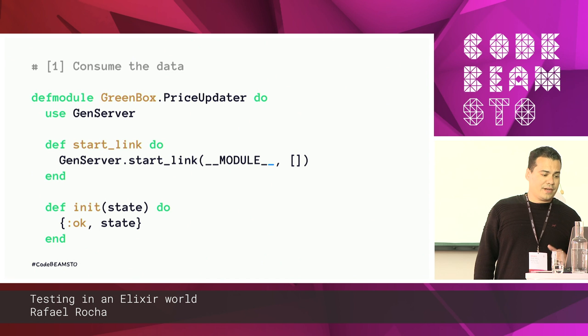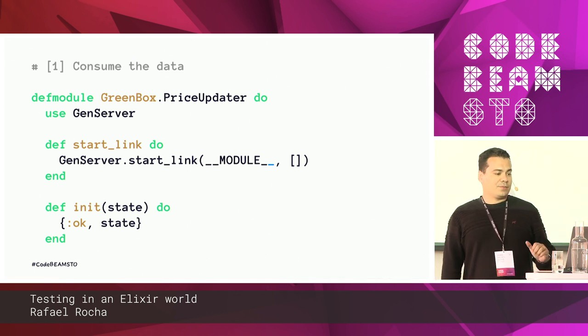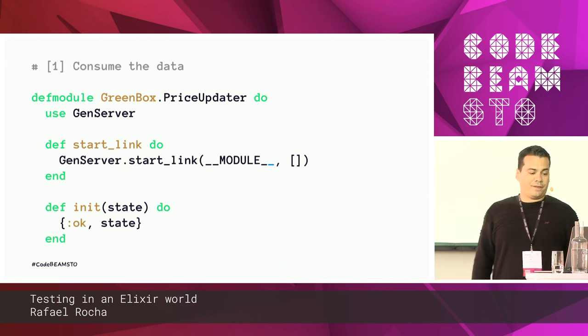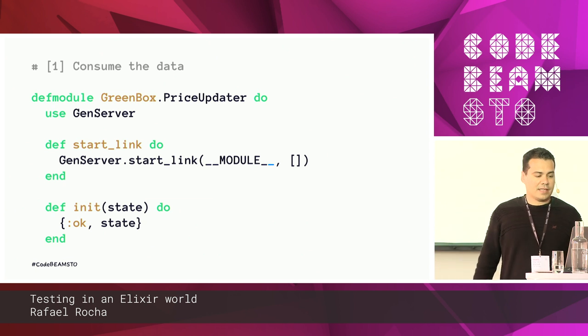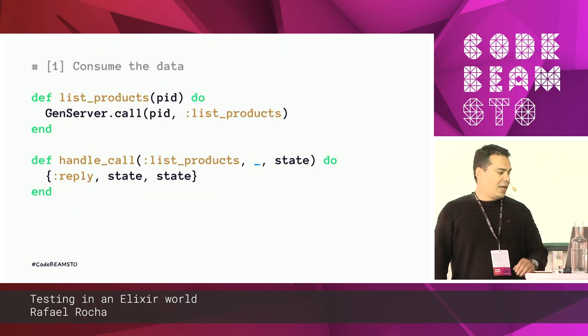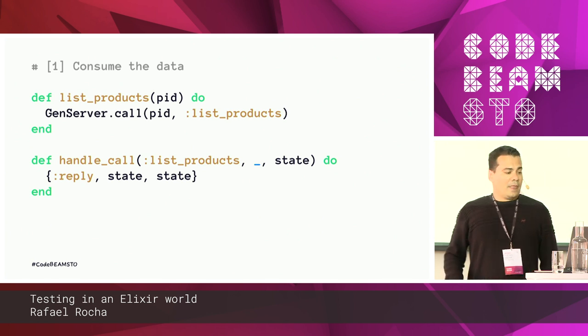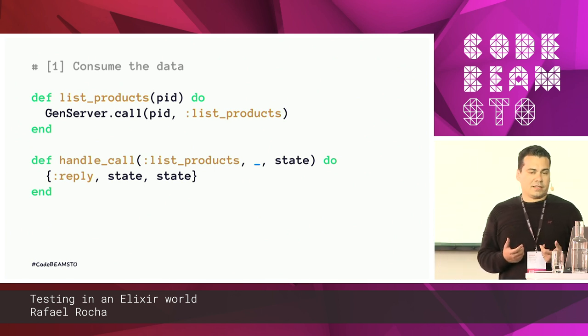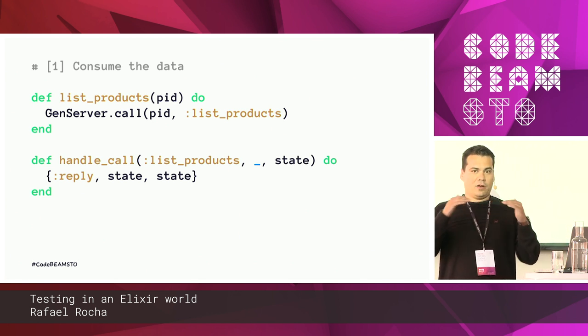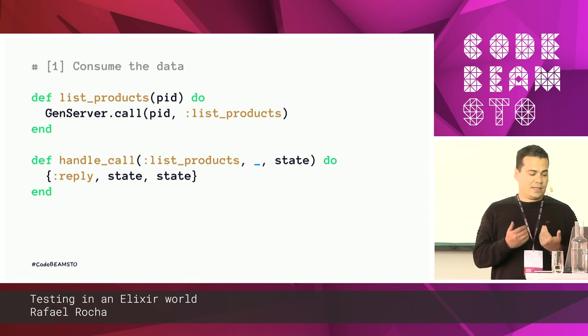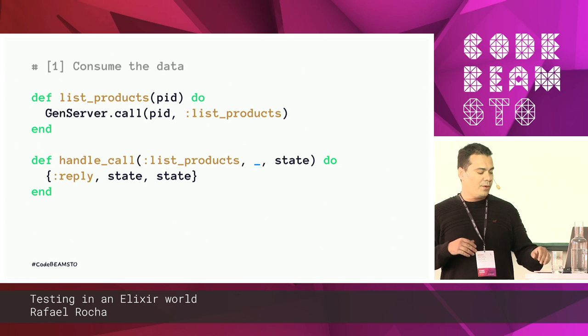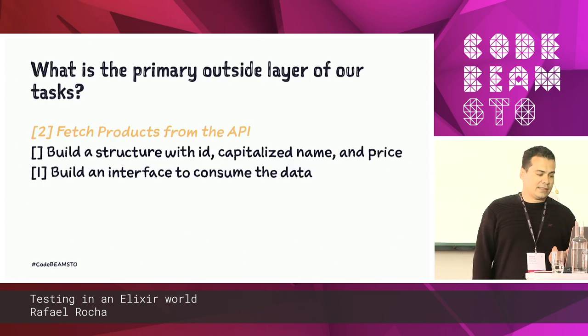So this is our Green Box app with this price updater. We start with an empty state, and we initialize it, and we have this public interface called list products, where we are going to fetch this initial state. It's only the first layer of our system, a way to fetch this data. It's empty, it's very simple, and let's do the next step.